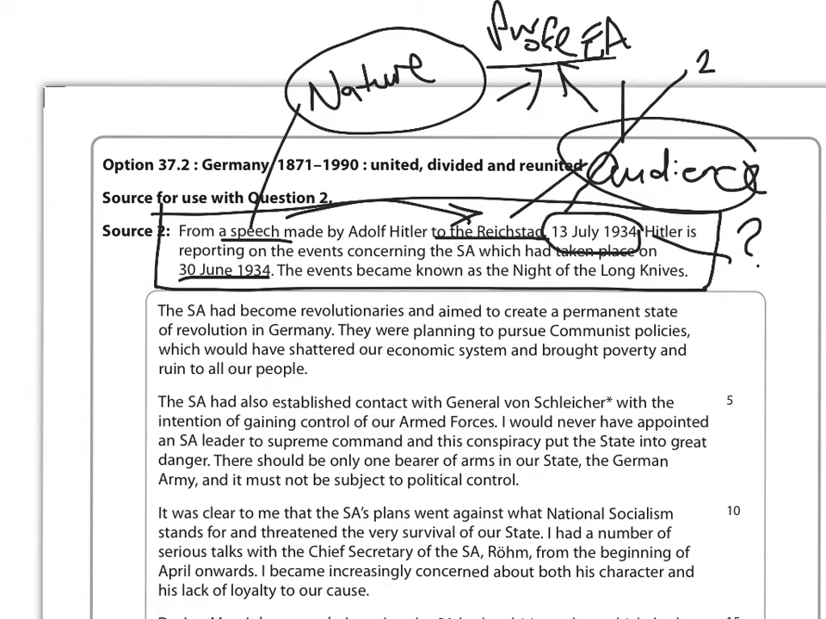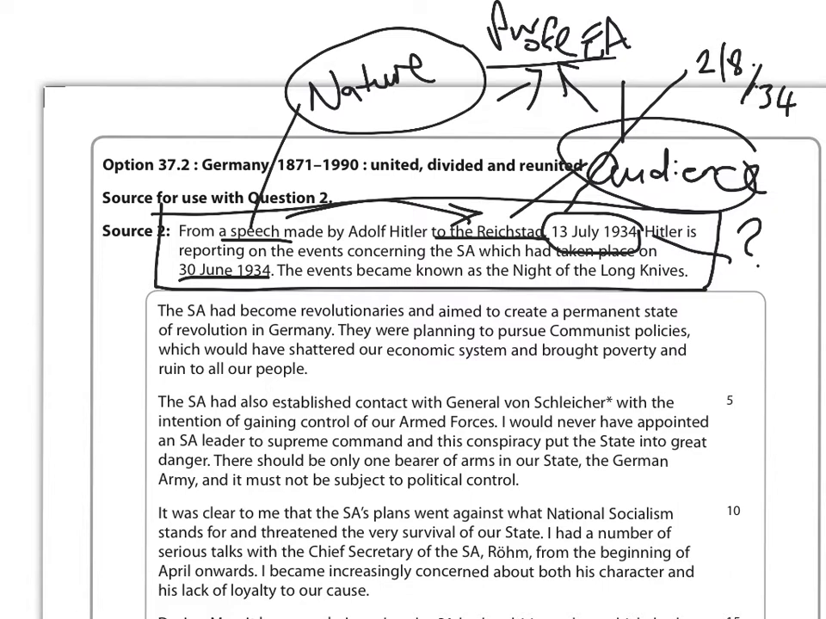And I would say the 2nd of August 34 was the death of President Hindenburg. So this particular source was written, or the speech was given, at a time when clearly Hitler knew Hindenburg was dying. So he would have given that speech with that knowledge in mind. What was he hoping to achieve?